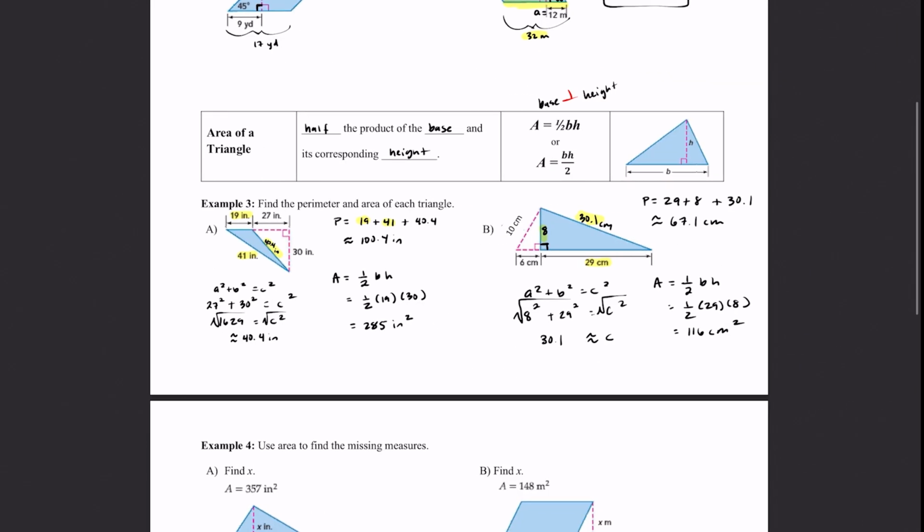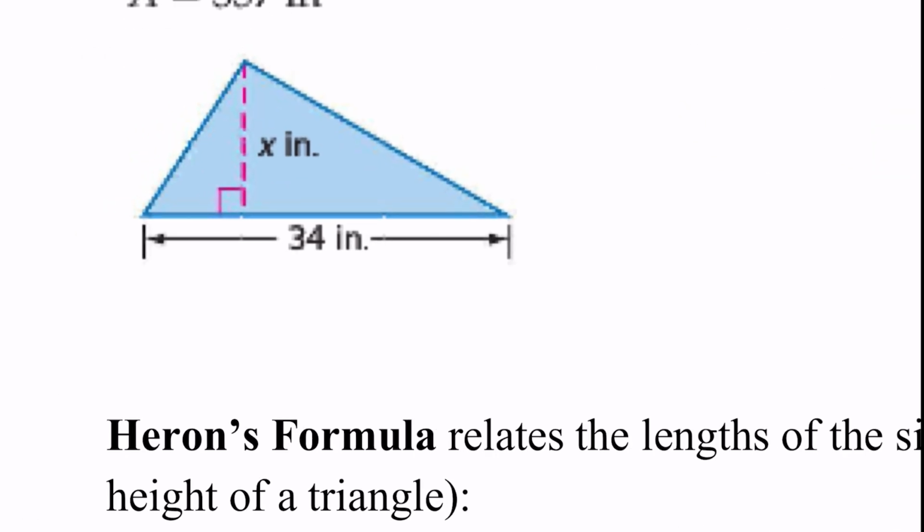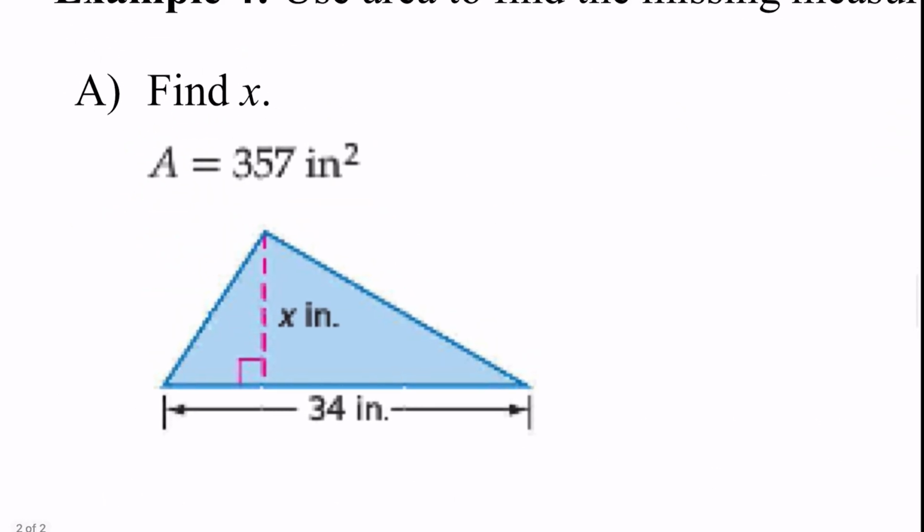Now what we're going to do is get into the territory where we use the formula and go backwards. Okay, so let's go ahead and flip to the next page here. So example number 4, it says use the area to find the missing measures. Okay, so what figure is this? It's a triangle, and I should use what formula? What's the formula for a triangle? 1/2 base times the height.